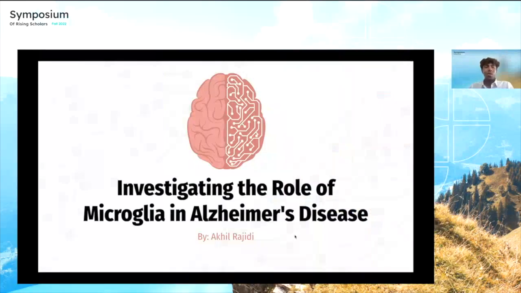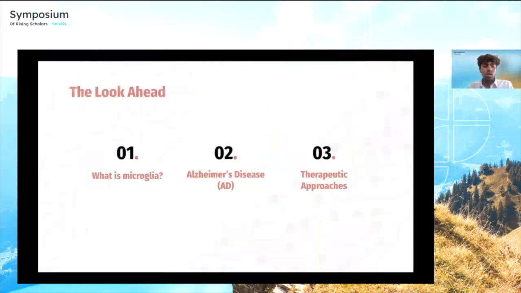All right. Well, hi everyone, my name is Akhil Rajidi, and this presentation is going to be about investigating the role of microglia in Alzheimer's disease. So first, we're going to discuss what microglia actually are, and then we're going to take a look at Alzheimer's disease and how microglia impact its pathology. And then finally, I will conclude with some positive news on therapeutic approaches scientists are investigating in microglia to help with Alzheimer's disease.